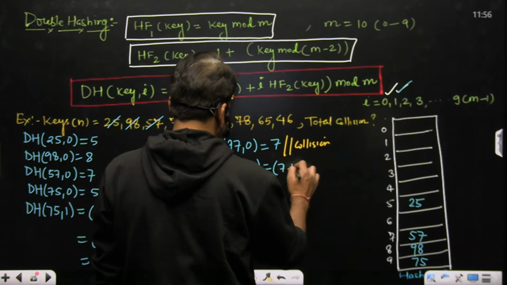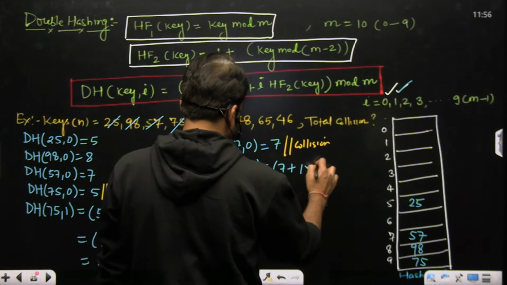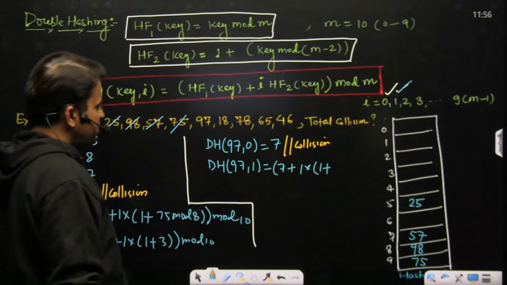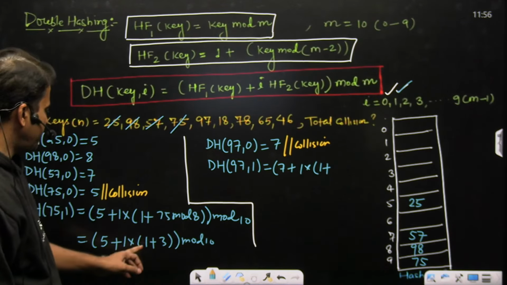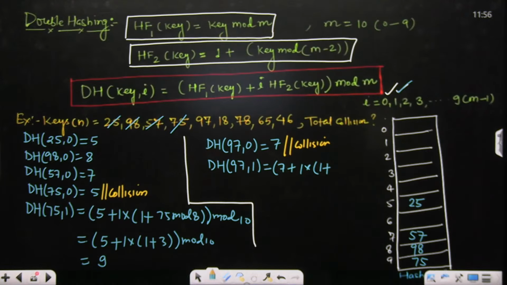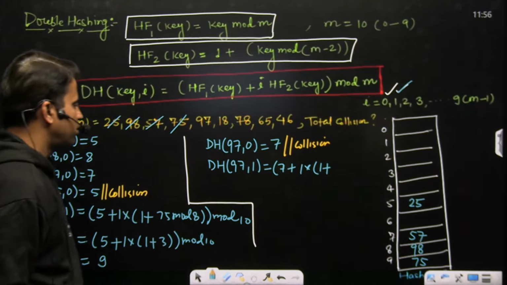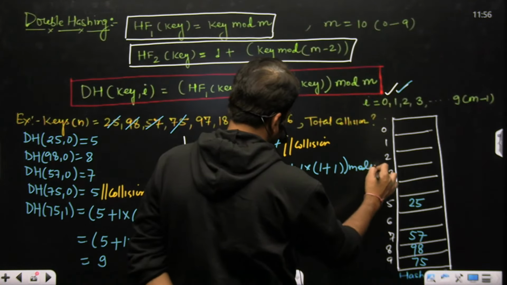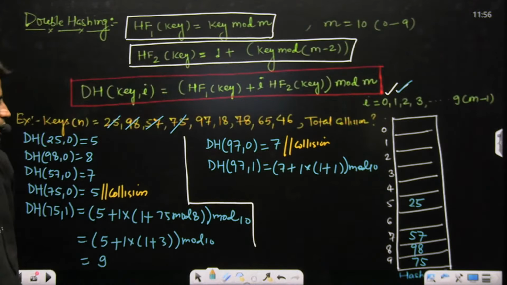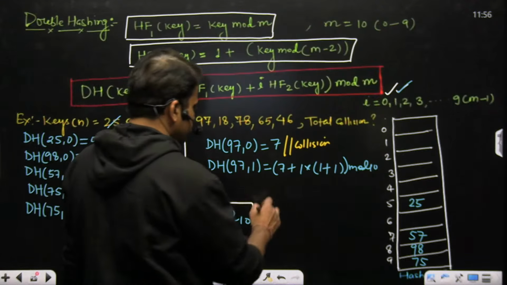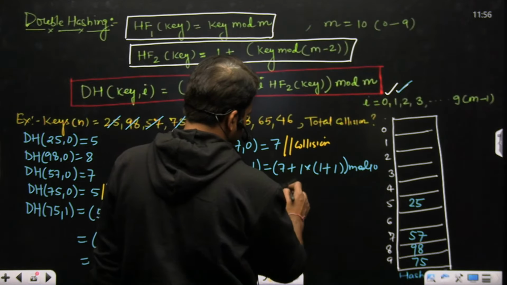7 plus 1 into (1 plus 97 mod 8). This 97 mod 8 term is the second hash function. 97 mod 8, 12 8s are 96, so 1 remainder. So it will give 7 plus 2 is 9.